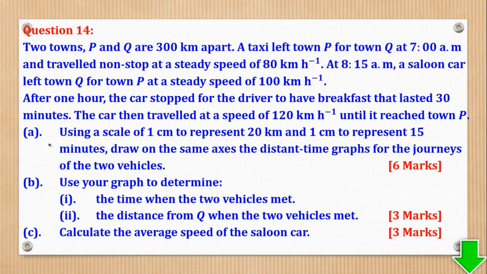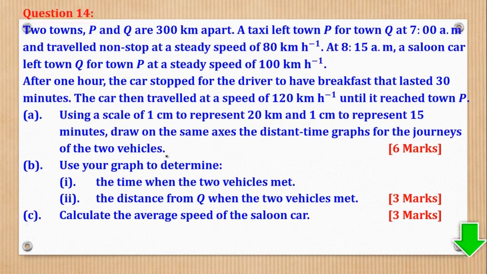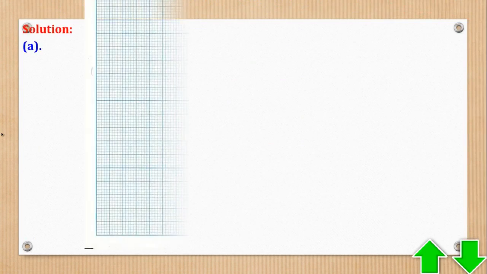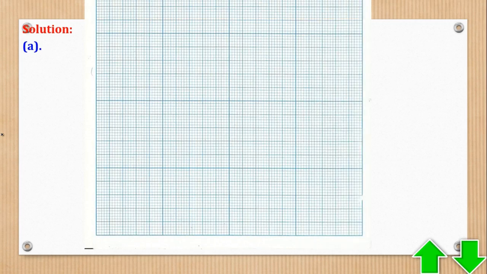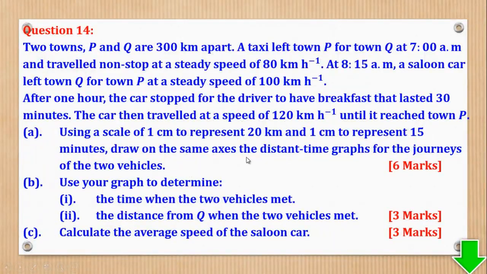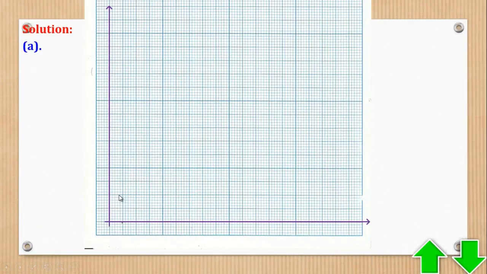So we shall need, let's first do part A. In this we need a graph paper. So we shall come and get our graph paper. Then draw the axis for the horizontal, which is time, and the vertical, which is distance. Then they told us in the question that we are using a scale of, for the horizontal, 1 centimeter to represent 15 minutes. So we shall come here and use that scale.